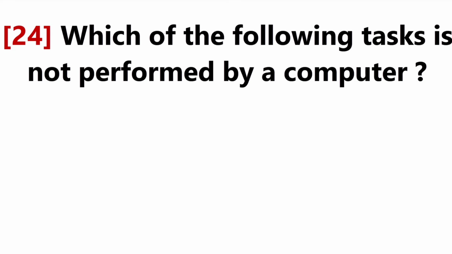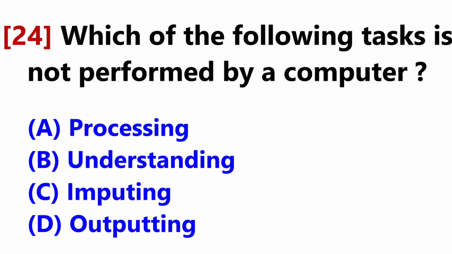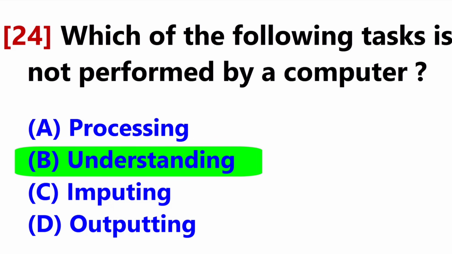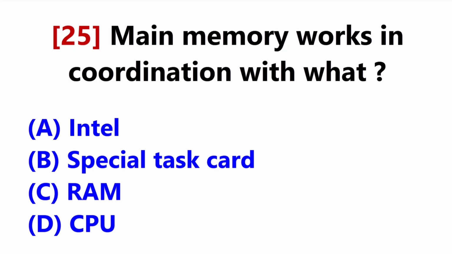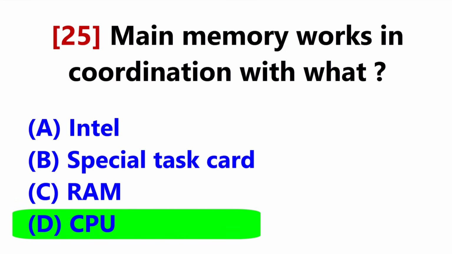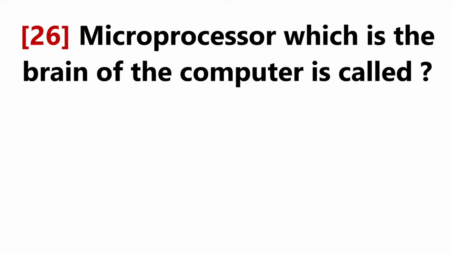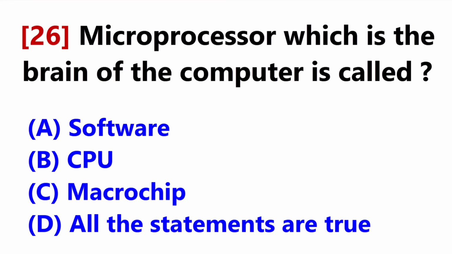Which of the following tasks is not performed by a computer? Answer option B. Understanding. Main memory works in coordination with what? Answer option D. CPU. Microprocessor, which is the brain of the computer, is called. Answer option B. CPU.